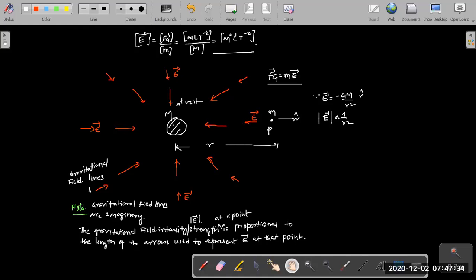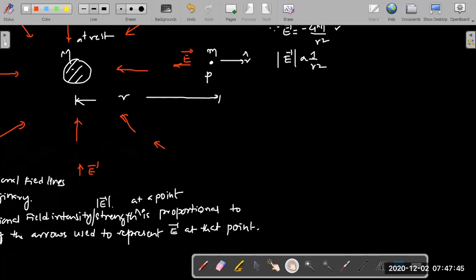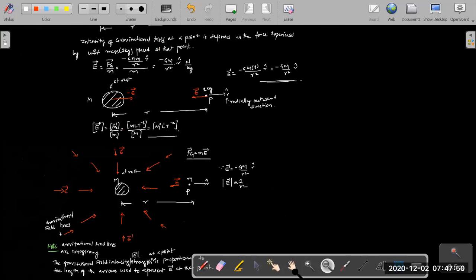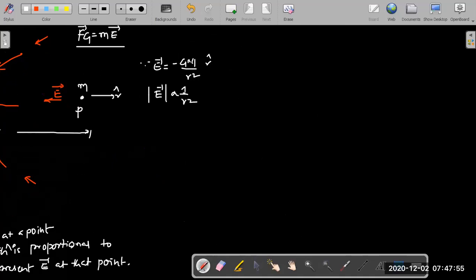Is it done copying? Yes. Now, in fact, let me tell you that there is one more way of drawing the field lines. There, if you have a block of mass capital M, then you represent the field lines in this manner. That means the field lines are continuous.